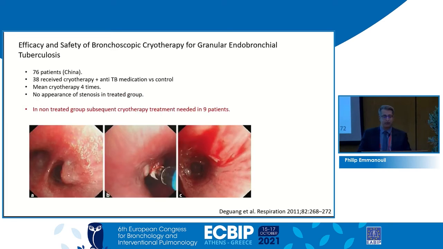Cryotherapy is available and very effective for endobronchial TB. This is a Chinese study. They randomized groups. They found that 76 patients had endobronchial tuberculosis, so they gave antituberculotics in the control group, and in the other group they used cryotherapy for the lesions plus antituberculotics.